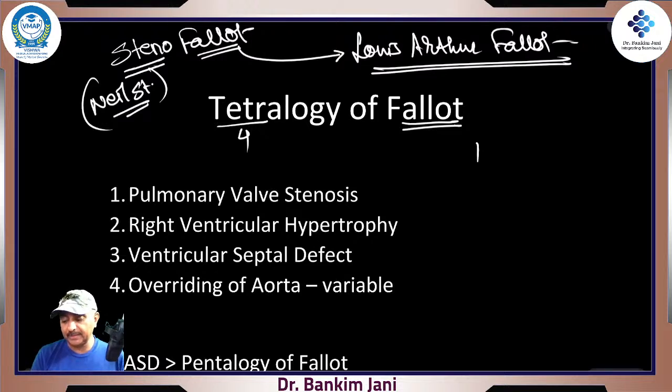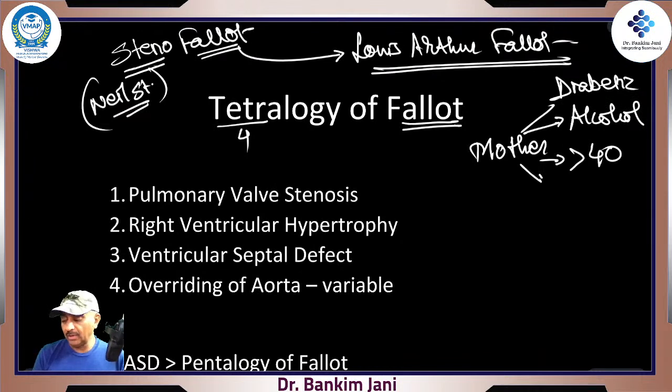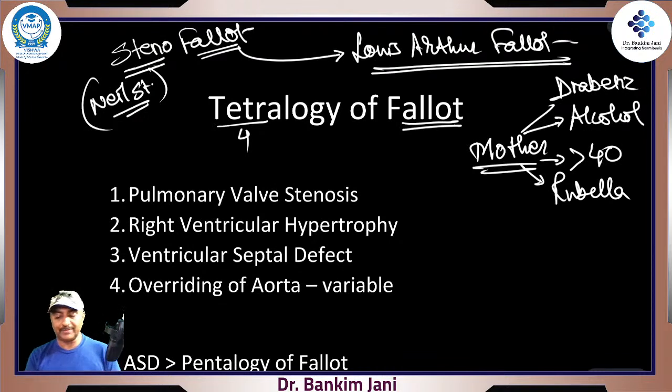But it is seen that mothers who are diabetic or alcoholic, or whose age is more than 40, or who have suffered from rubella during pregnancy, are more prone to have kids who develop this tetralogy of Fallot. Now, the tetralogy of Fallot is a combination of four things.